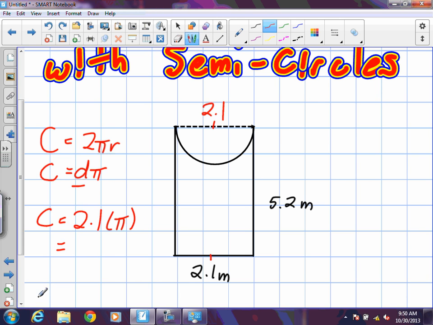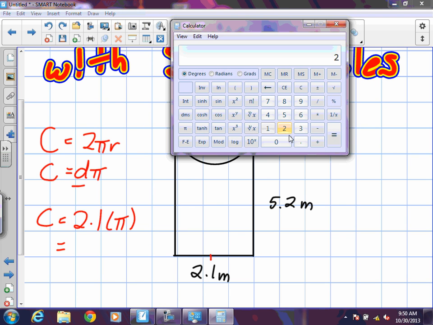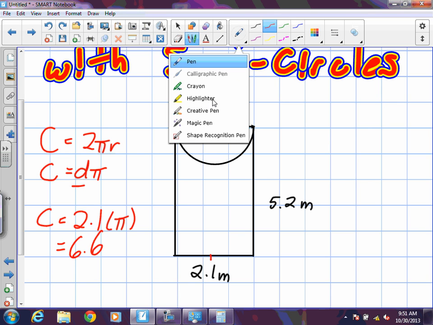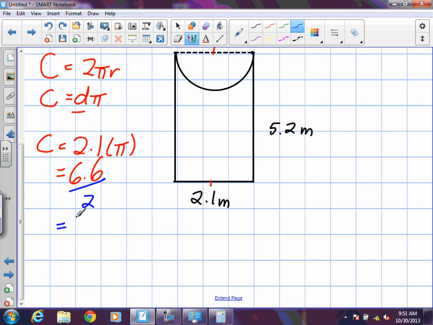So, with our calculator here, we'll take 2.1 times pi is equal to 6.59, about 6.6. So, the circumference of this is 6.6, but I only need how much of that circumference? Half. Semi means to cut in half. So at the very end of this, what I want to do to find that part is I'm going to divide it by 2. So the part that we need is actually a distance of 3.3 meters.